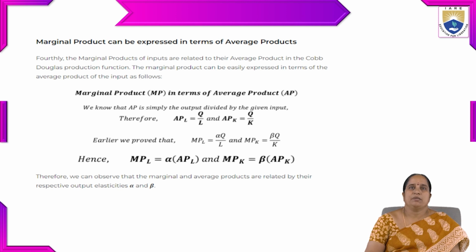Then marginal product can be expressed in terms of average products. The marginal products of inputs are related to their average product in the Cobb-Douglas production function. The marginal product can be easily expressed in terms of the average product of input as follows. So, APL is nothing but output divided by the given input, whereas marginal product is denoted as MP, and average product is denoted as AP. So, therefore, APL is equal to Q by L and APK, average product of capital, is equal to Q by K. So hence MPL is equal to alpha into APL and MPK is equal to beta into APK. Therefore, we can observe that marginal and average products are related by their respective output elasticities alpha and beta.